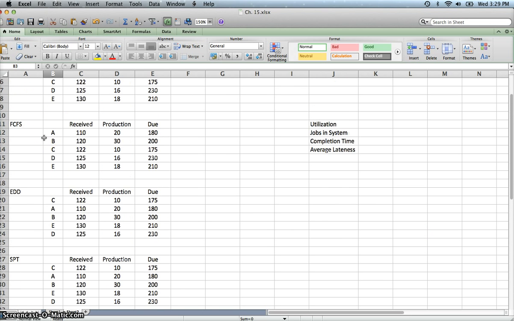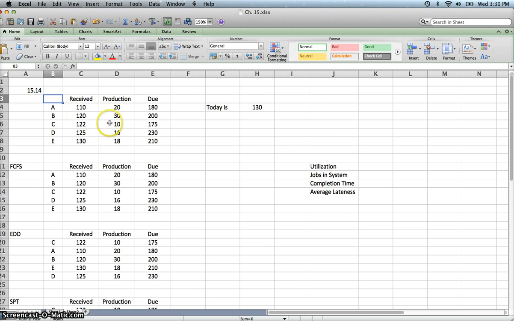So what I did here is I just made a copy of our data. Now, I don't need to change anything here because they're in order from first come, first serve. So job A was the first job we received, and job B the second and the third, and so on. So this list is already sorted appropriately.